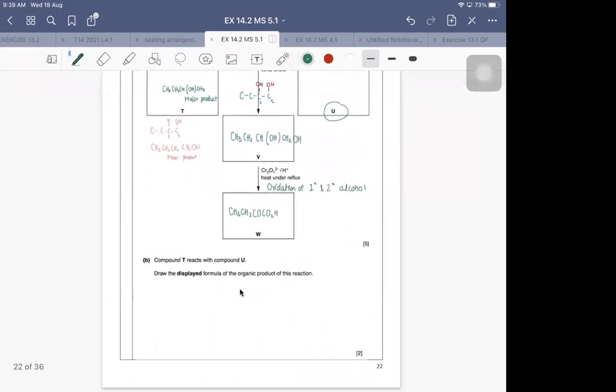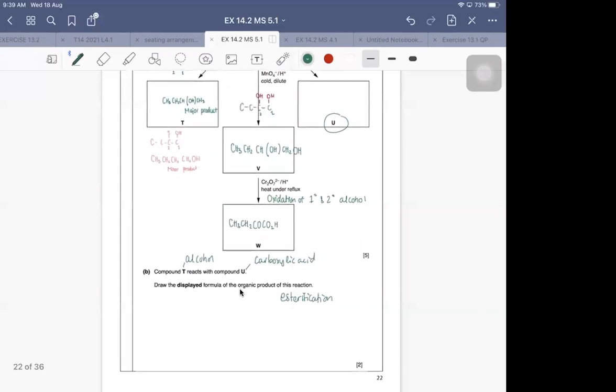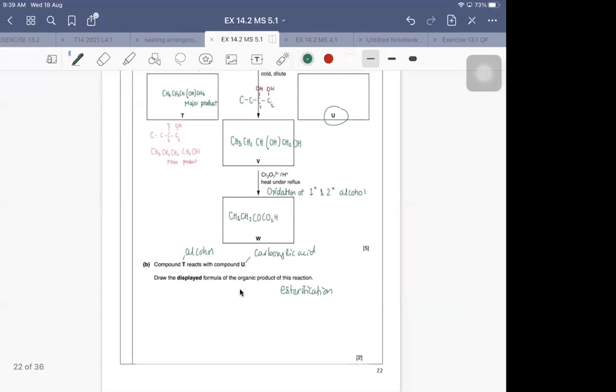Compound T reacts with compound U. T is an alcohol. U is a carboxylic acid. Does anyone know this reaction? Esterification. Yes, good. So I'll leave you to do the esterification. Do you have the answer for this as well? No. Okay, so that is something for you to do.